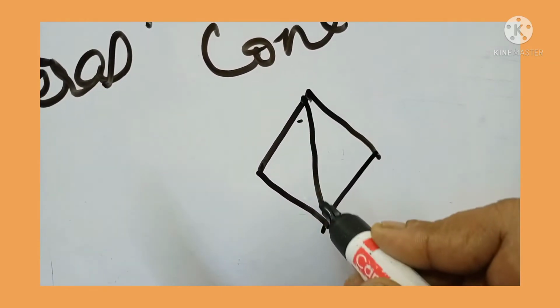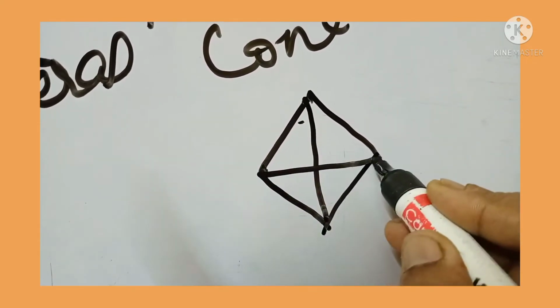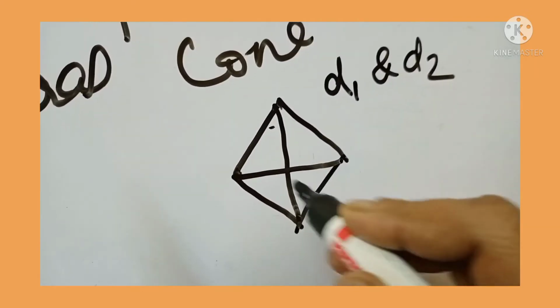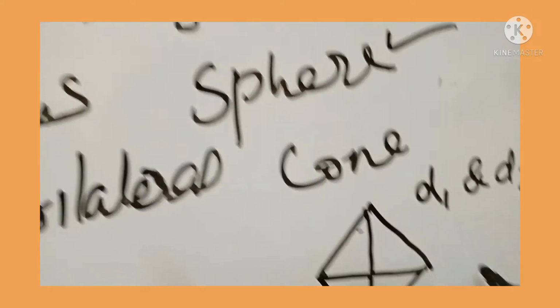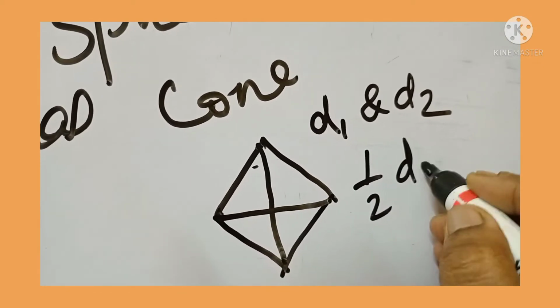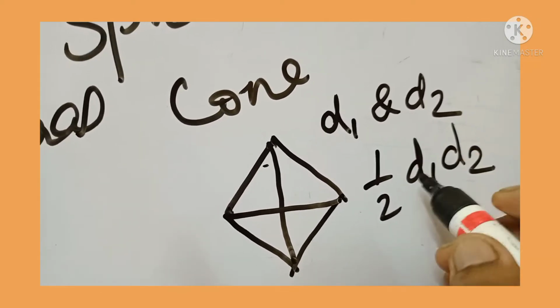So here let diagonals are D1 and D2. D1 and D2 are the two diagonals. Then area of a rhombus is half D1 D2. Half D1 D2 be the area of a rhombus.